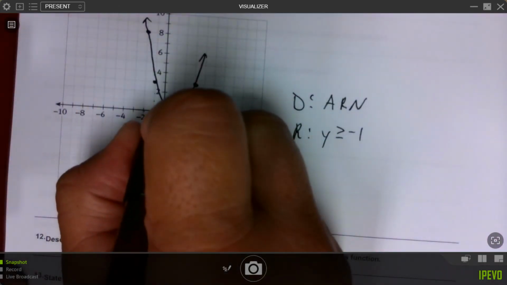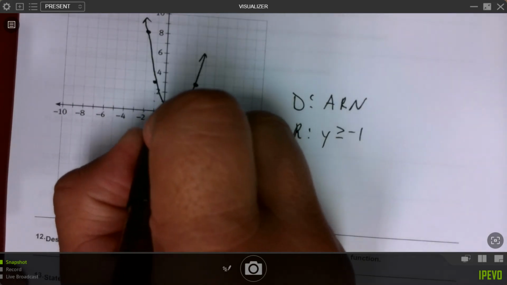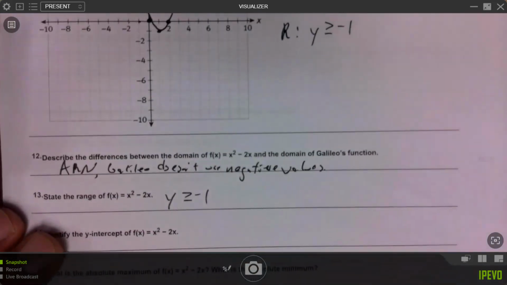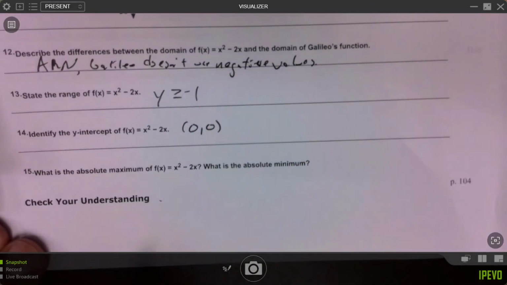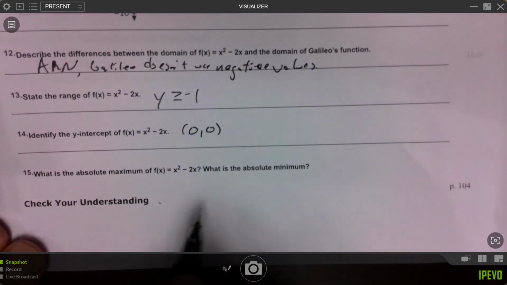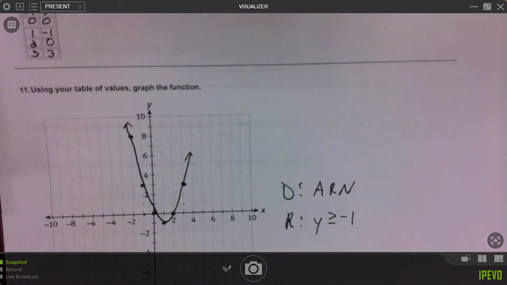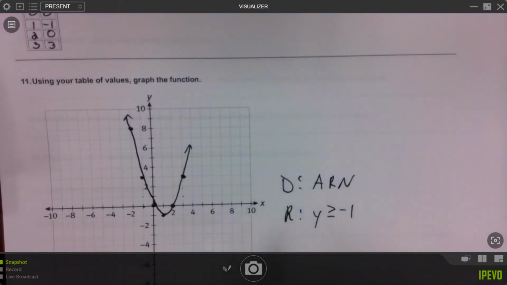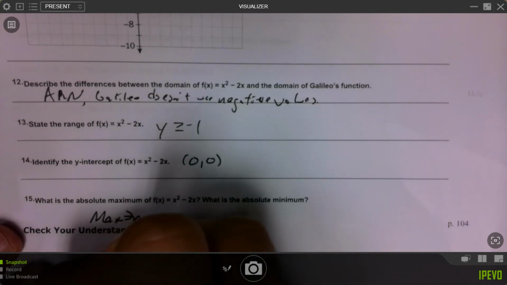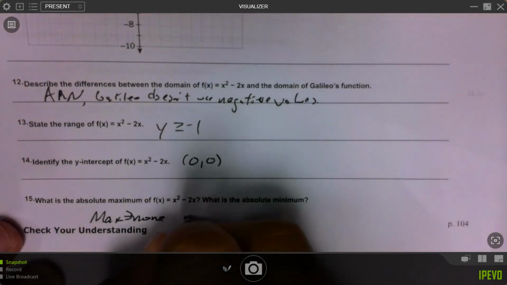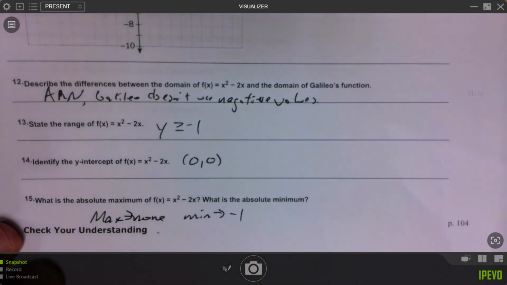Okay, identify the x or y-intercept, sorry. The y-intercept is going right through (0, 0). So remember, write it as a coordinate. And then almost there, last one. What is the absolute maximum of this function? Well, it keeps on going up forever. There is no absolute max. What's the absolute min? We're down there at -1. So for absolute max, I'm going to put none. I still need to put none. Don't leave it blank. And then for the absolute minimum, we're at -1.